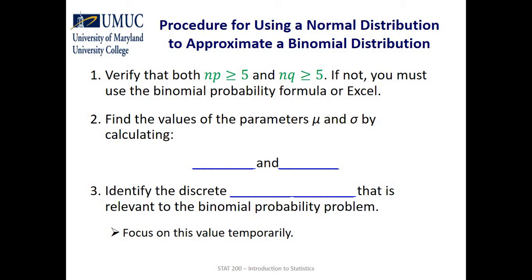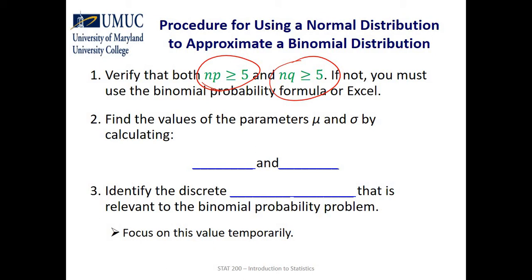So what are the steps in using a normal distribution to approximate a binomial distribution? First, you have to verify that your requirements are met, that n times p is greater than or equal to 5 and n times q is greater than or equal to 5. If it's not, then you're going to have to use that nice binomial probability formula that I just showed you, or you can actually use Excel.